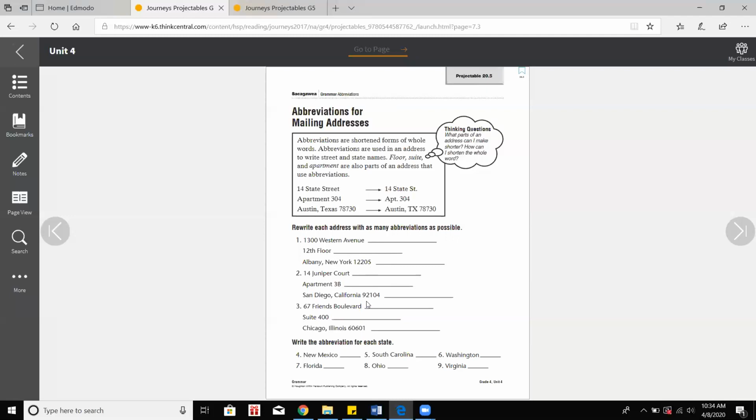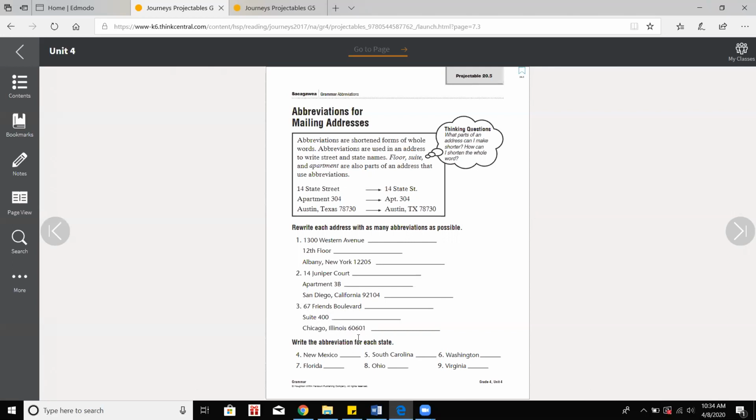Third one, you have 67 France Boulevard. What is the abbreviation for boulevard, as mentioned in the example previously done? Suite 400, abbreviation for suite. Chicago, Illinois, 60601. What is the abbreviation for Illinois? If you're not sure about the abbreviation for state names, you can pause this video and check it out on the internet also.